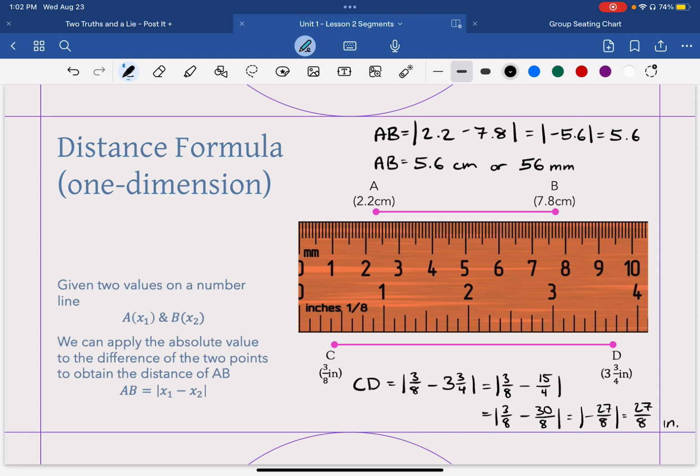Now, that is essentially not the way that we would like to look at it. So what we would do is we would say, how many times does 8 go into 27? And it goes into it 3 times. So in this case, we would say CD equals 3 and 3/8 inches.